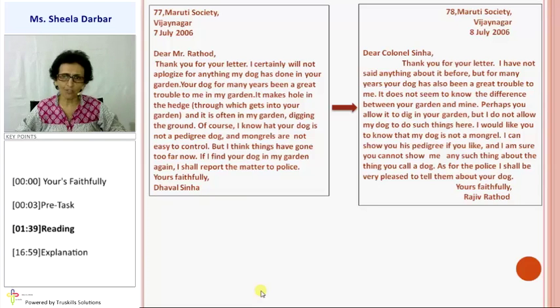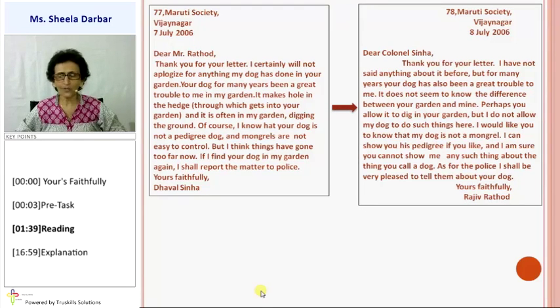It does not seem to know the difference between your garden and mine. Perhaps you allow it to dig in your garden. But I do not allow my dog to do such a thing here. So because your dog digs in your garden, he comes to my garden and digs my ground. I haven't taught my dog anything like that. I would like you to know that my dog is not a mongrel, meaning a street dog. I can show you his pedigree if you like.